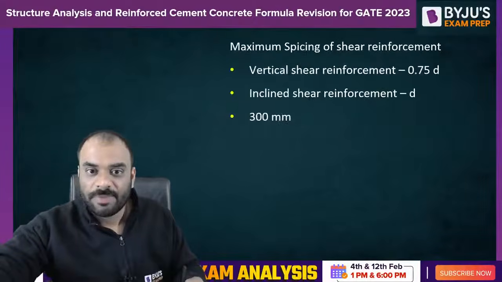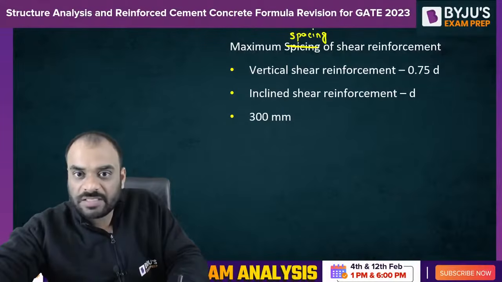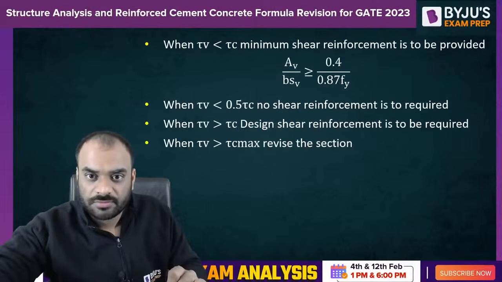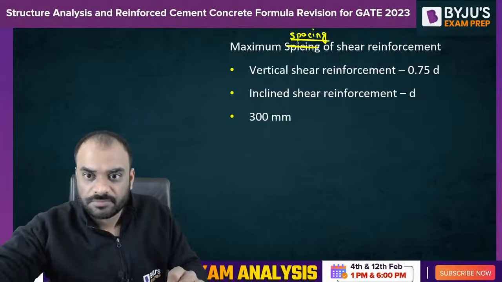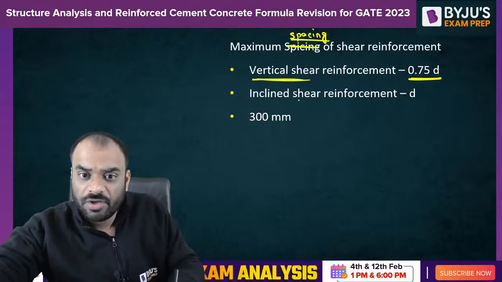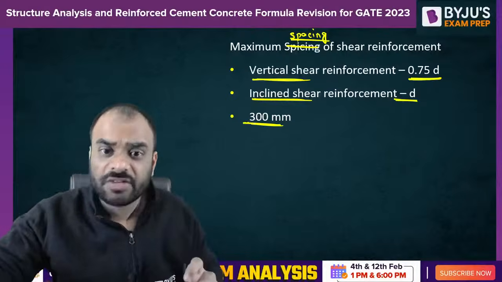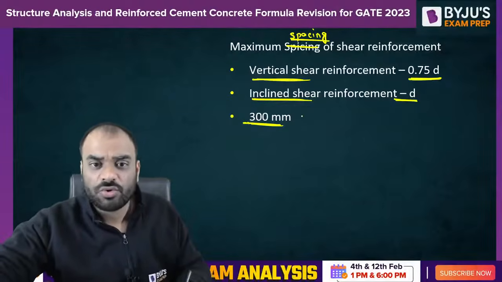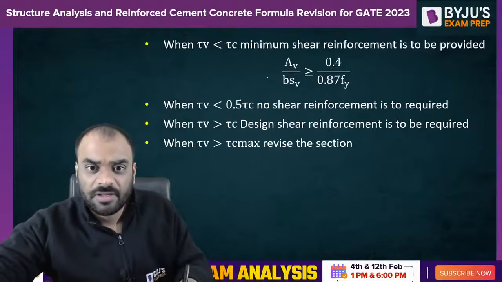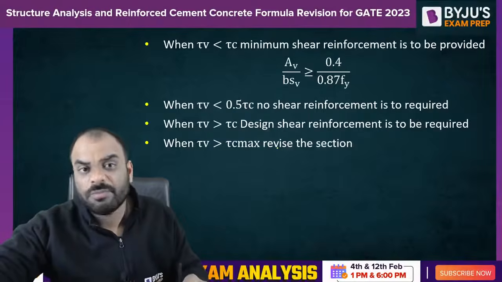Okay, now the maximum spacing of shear reinforcement which we can allow. It is 0.75 D for vertical shear reinforcement. For inclined, it should be D and 300 mm, right? And there is one more formula, guys. Later on, we will discuss how to use this particular data to calculate the value of spacing exactly. I will explain.